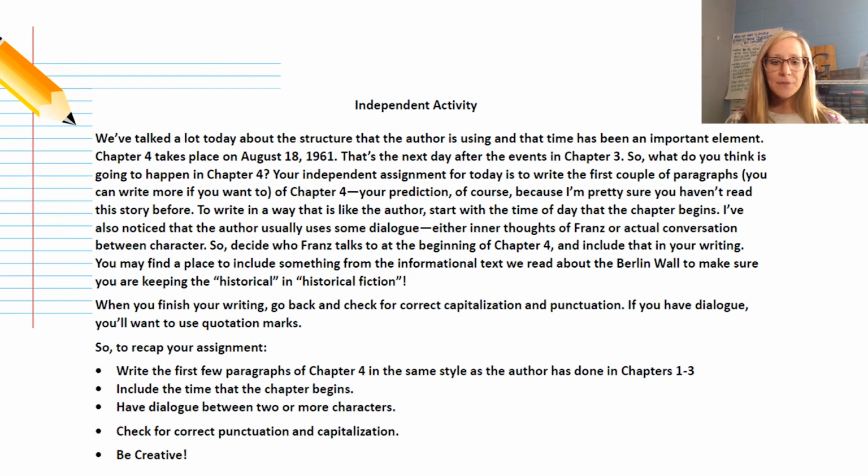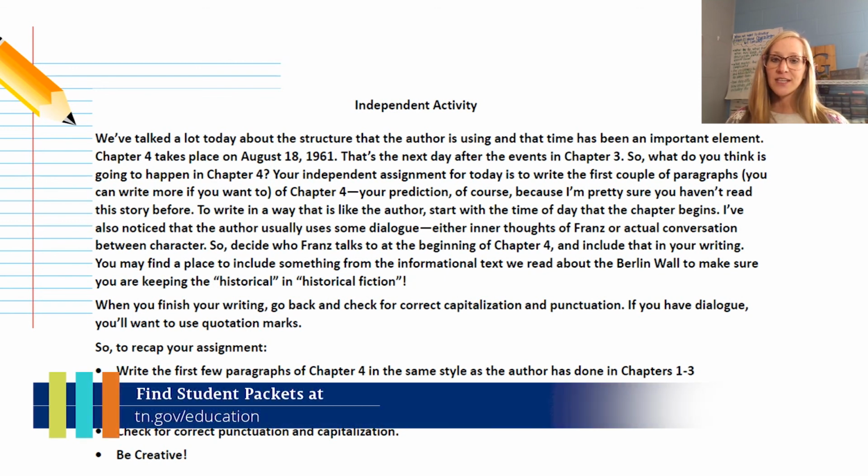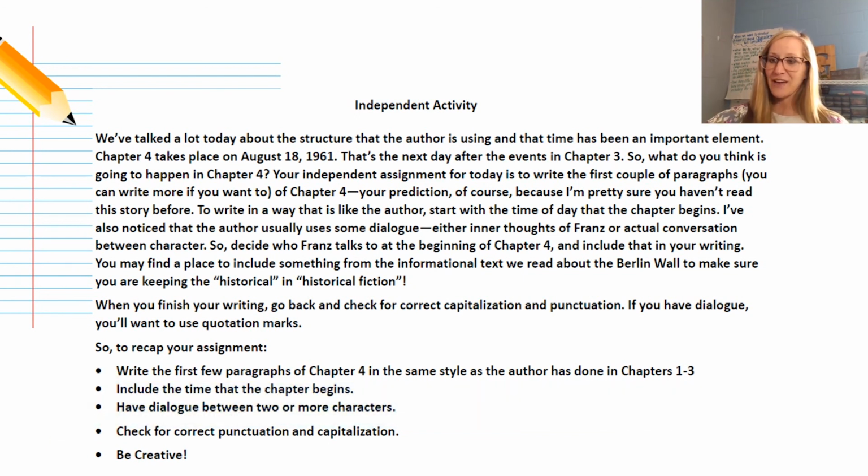So to recap your assignment, write the first few paragraphs of Chapter 4 in the same style as the author has done in Chapters 1 through 3. Include the time the chapter begins, have dialogue between two or more characters, and check for correct punctuation and capitalization. Be creative. I have enjoyed reading another chapter with you today.